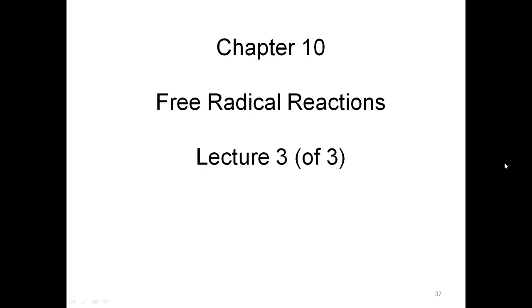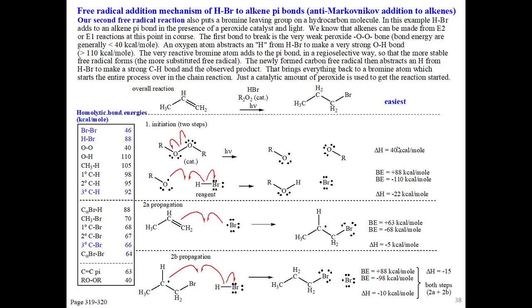Hello students, this is our last lecture, our third lecture, excuse me, on chapter 10, free radical reactions. We're going to introduce a new free radical reaction. It's addition of HBr, hydrobromic acid, to alkene pi bonds. This is going to allow us to make something that we could not make in our previous examples.